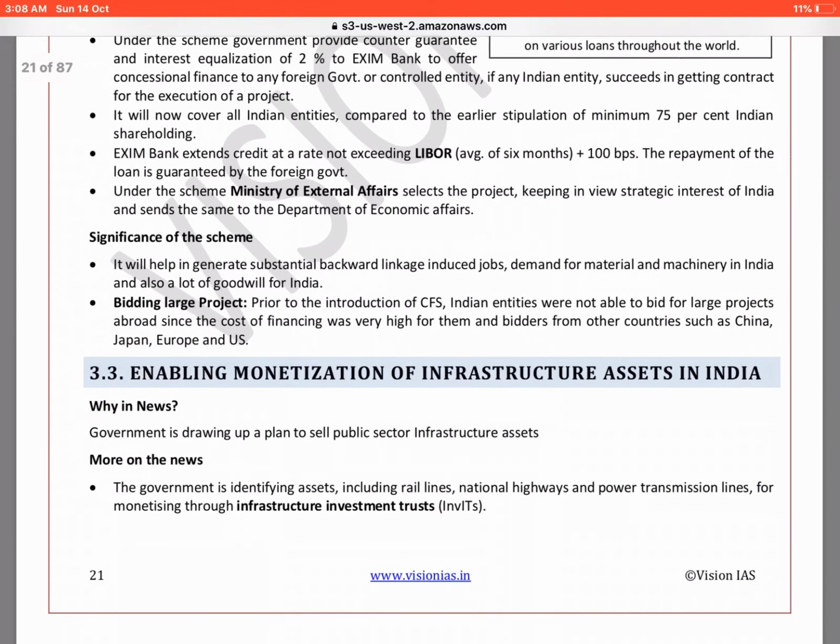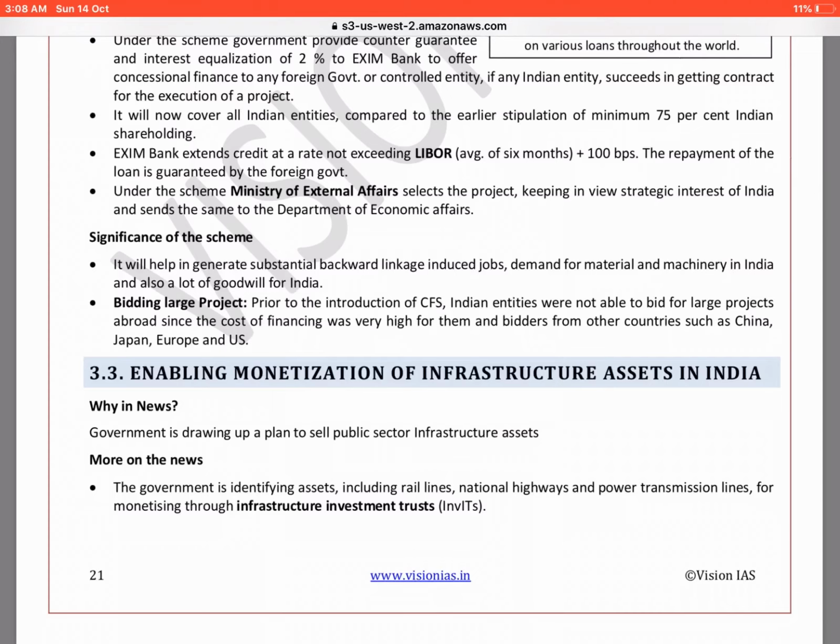This scheme is under the Ministry of External Affairs. Very important. You should know which schemes come under which ministry, because these questions come in your UPSC prelims also, and in UPPCS also, and other state PCS examinations also. Even in other exams like RBI, they can ask under which ministry it comes.